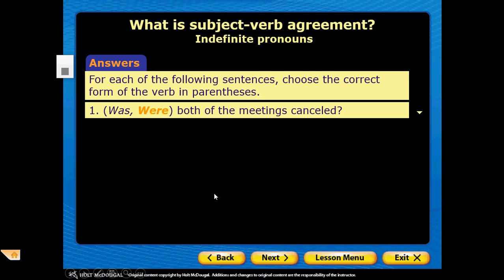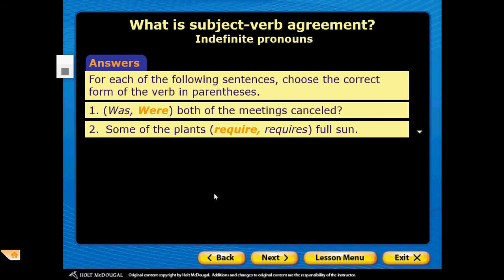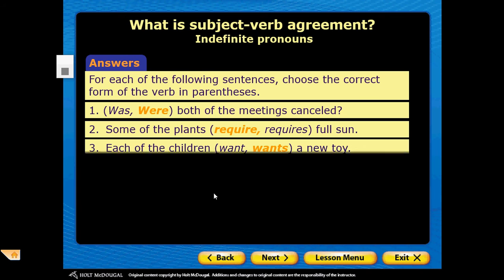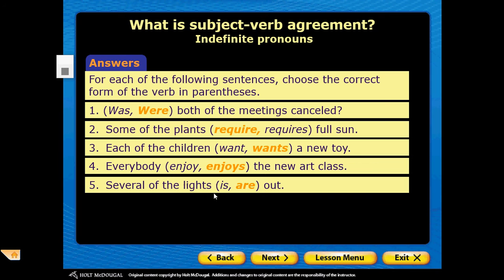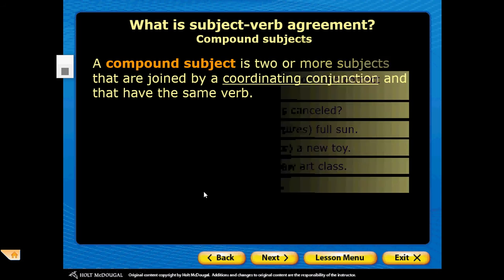So were we right? For the first one: were both of the meetings cancelled. Then: Some of the plants require full sun. Each of the children wants a new toy. Everybody enjoys the new art class. Several of the lights are out. So we were all right.